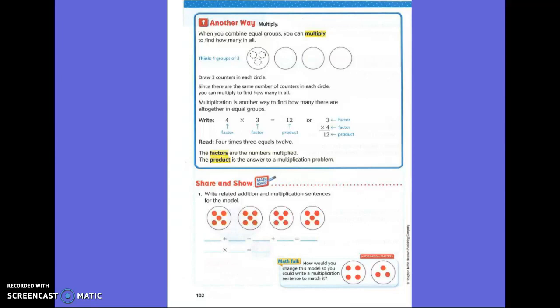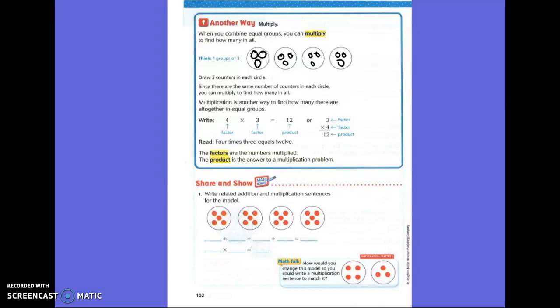Okay, here's another way. Instead of adding or skip counting, you're going to multiply, which is like skip counting kind of, but it's going to show you the way to write multiplication sentences. When you combine equal groups, you can multiply to find how many in all. Okay, so think 4 groups of 3. Once again, I'm going to have you draw all the apples in the cakes. So draw 3 counters in each circle.